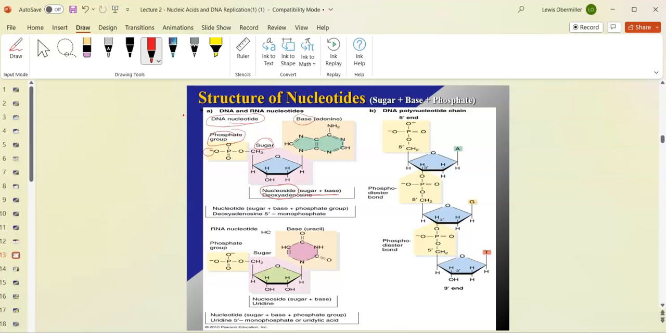Right. So here's the number 1 carbon, number 2, number 3, number 4, number 5. Right. This is RNA because it has a hydroxyl group here. This is DNA because it only has a hydrogen.